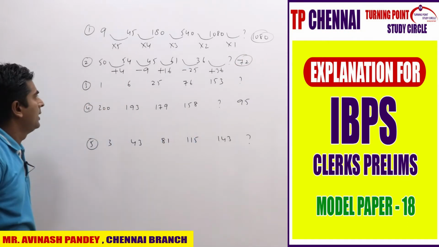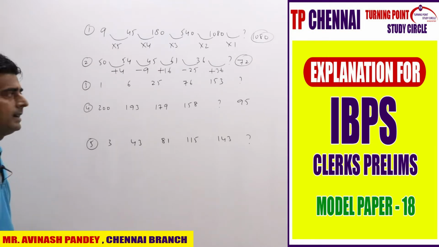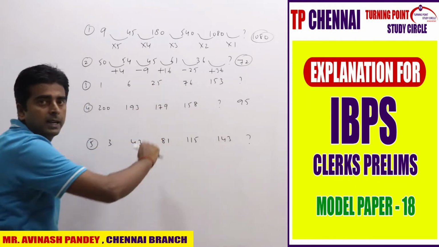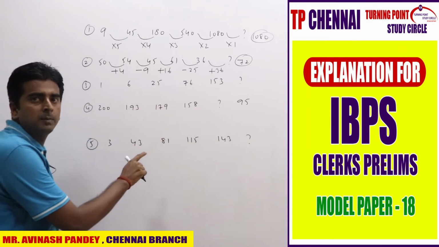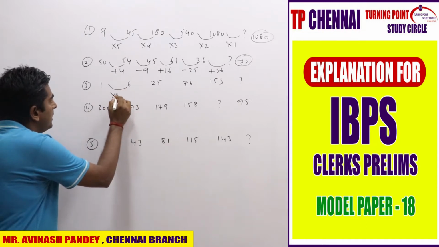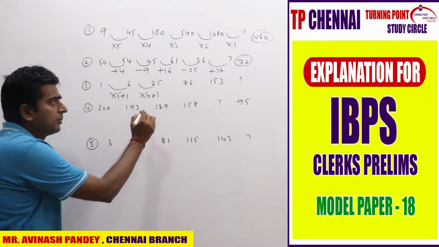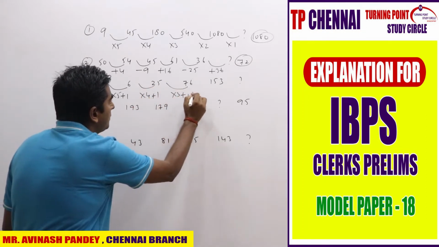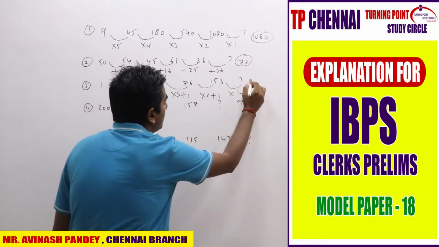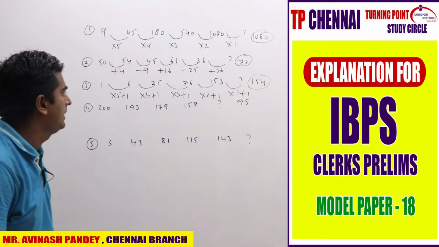Third one: 1, 6, 25, 76, 153, question mark. When you see 1, 6, 25, then 76, then straight away 153, a multiplication plus addition or subtraction logic will be there. This is into 5 plus 1, into 4 plus 1, into 3 plus 1, into 2 plus 1, and the last will be into 1 plus 1. So what is my answer? 154. My answer is 154.